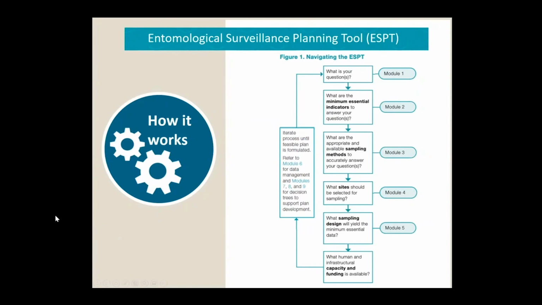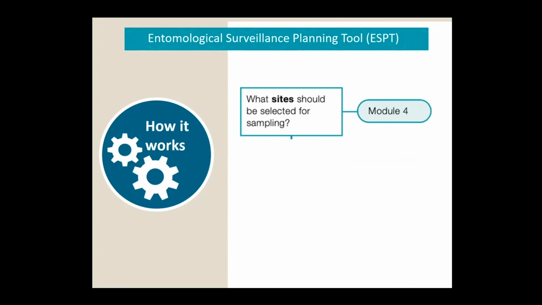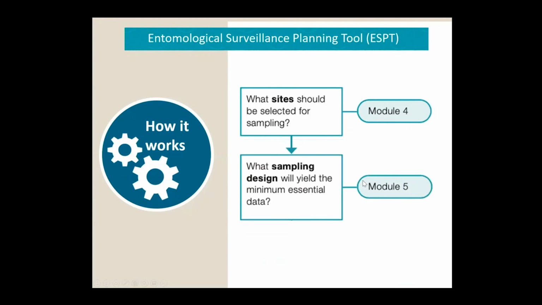In Module 4, you'll be deciding which sites you should use to implement your entomological collection plan. And in Module 5, it will guide your decision on the best sampling design to yield the best data in consideration of the time and resources you have. A sampling design is a framework in which you can obtain your samples; sample size, site collection, and timing and frequency of collection are all key aspects of sampling design.